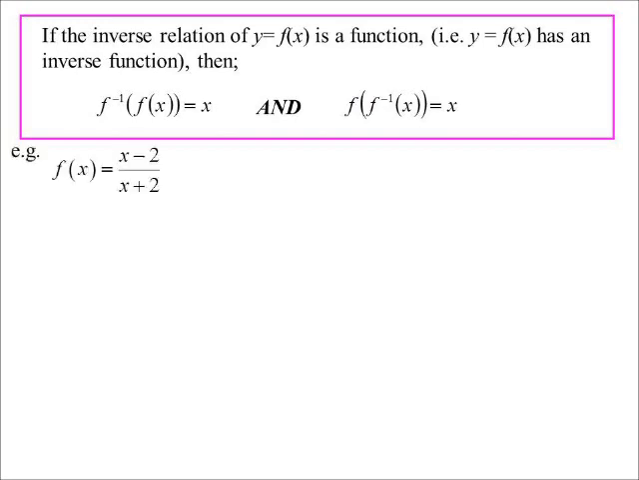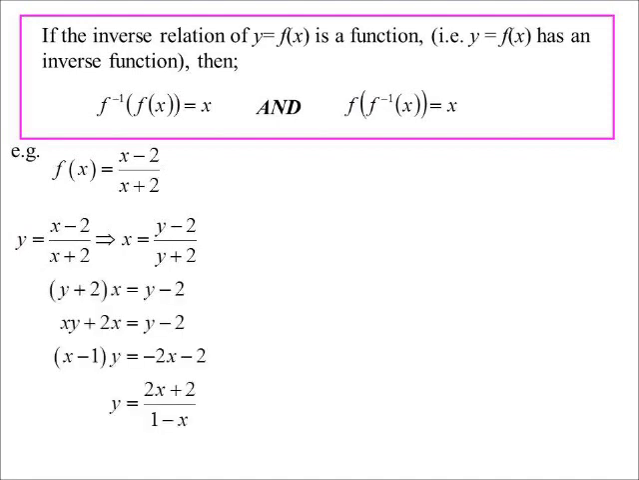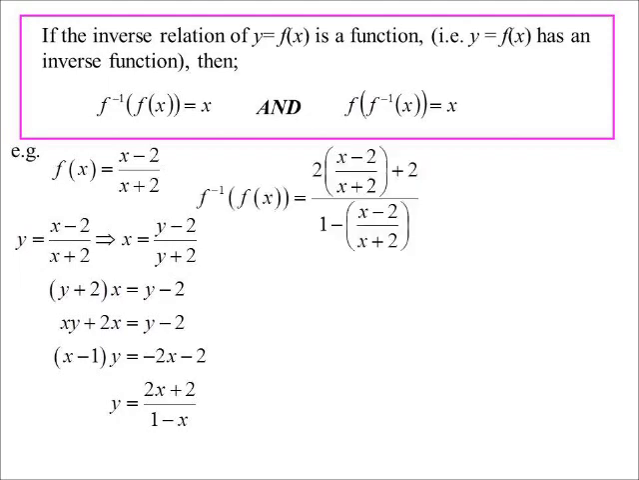Function x is x minus 2 on x plus 2. So to find its inverse, I'll swap the x and the y's around. So I get y minus 2 on y plus 2. Now I'm going to make y the subject of this. Bit of algebra, we can finally get there. We end up with y equals 2x plus 2 on 1 minus x. Okay. I'm going to substitute the original function into the inverse. So everywhere I see x, I'm going to replace it with x minus 2 on x plus 2.